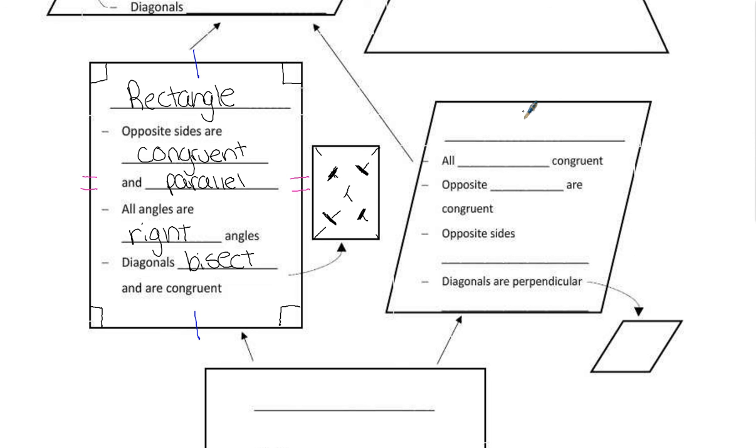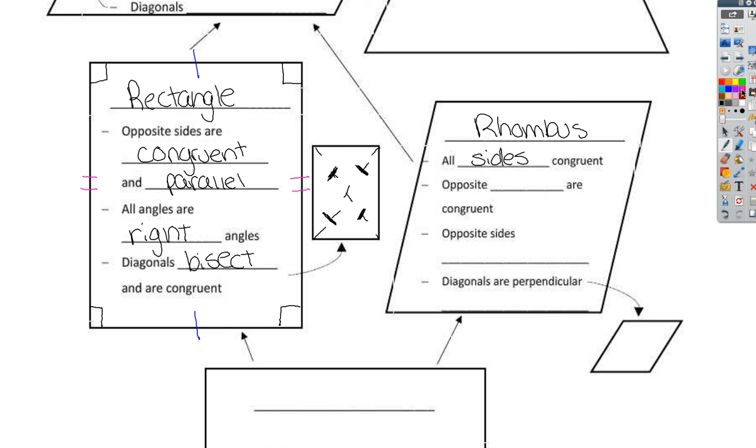And now we're going to talk about a rhombus. All sides congruent, so all sides of the rhombus are going to be the same length. So every side is going to just get one tick mark, because they're all the same length.